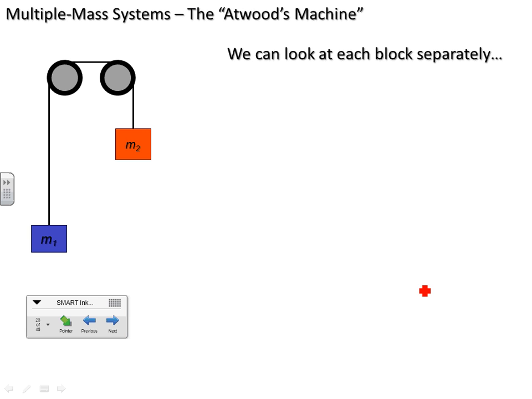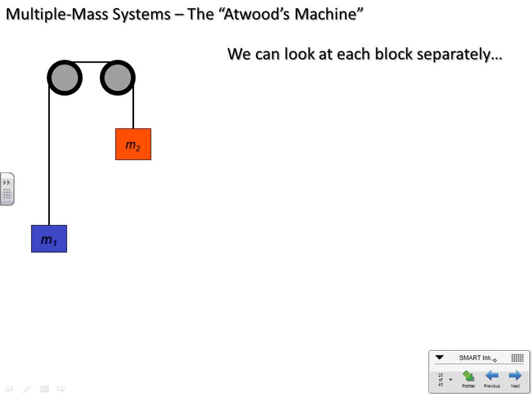So what we can do here is introduce a method of analyzing systems like these, where multiple objects can be accelerating. We'll assume that the pulleys themselves are massless. Rotational kinematics, or really rotational dynamics, is not something we talk about in this course.